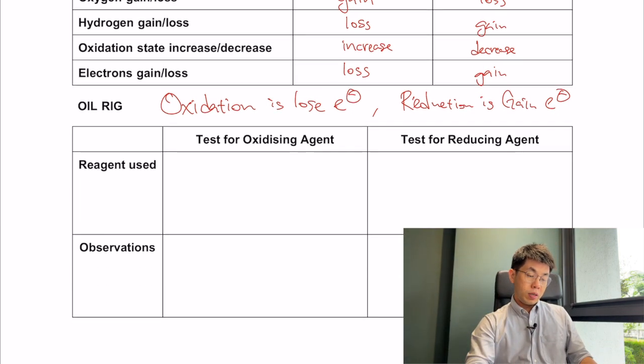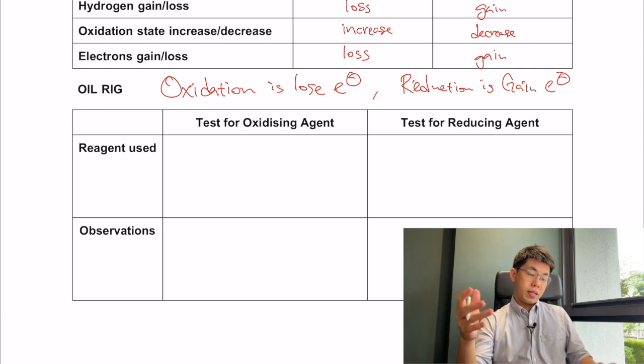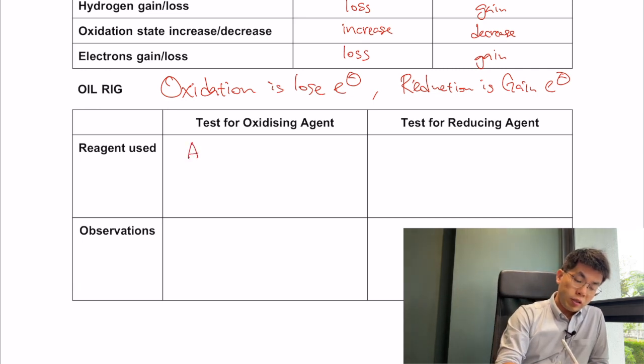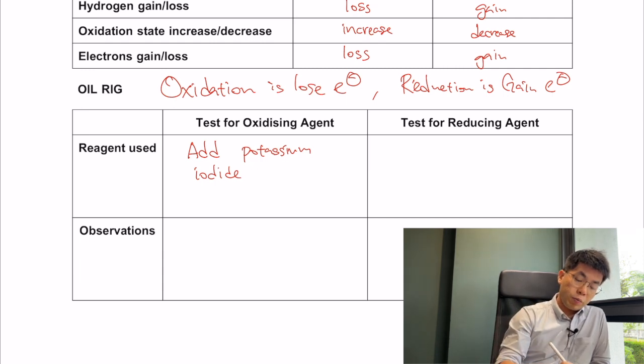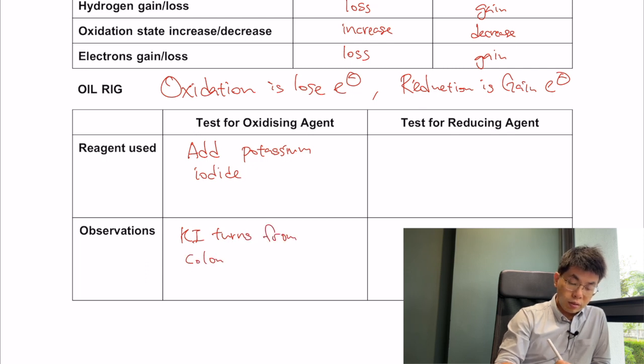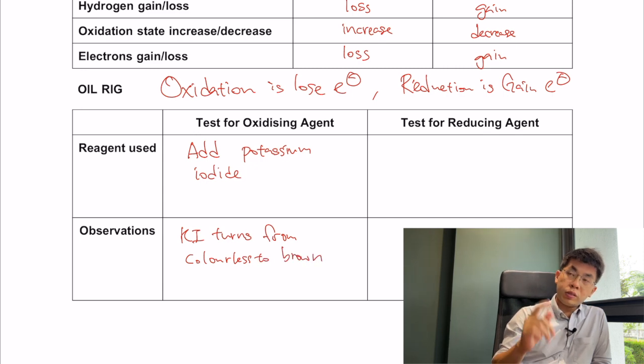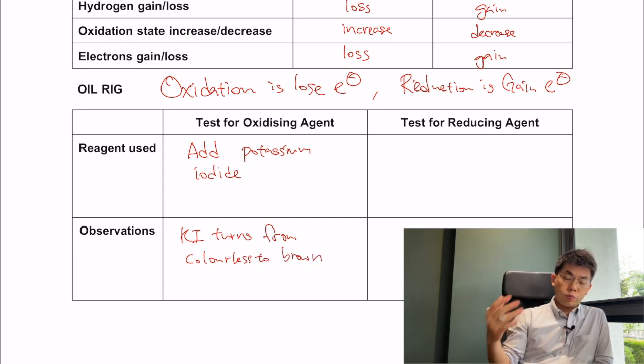And then we need to know that the test for oxidizing agent is to add a reducing agent. So add potassium iodide, which is a reducing agent. And when we add potassium iodide and it is a positive test, the potassium iodide turns from colorless to brown. So if it's a positive test, it will turn from colorless to brown.